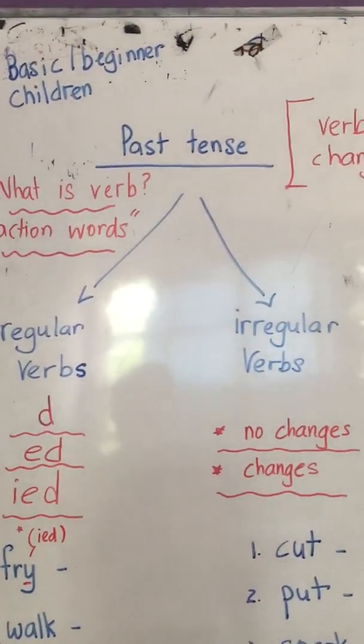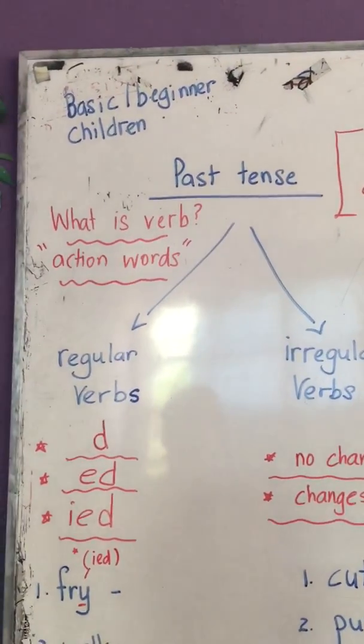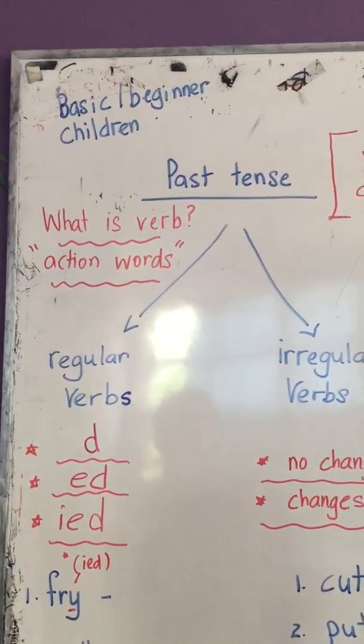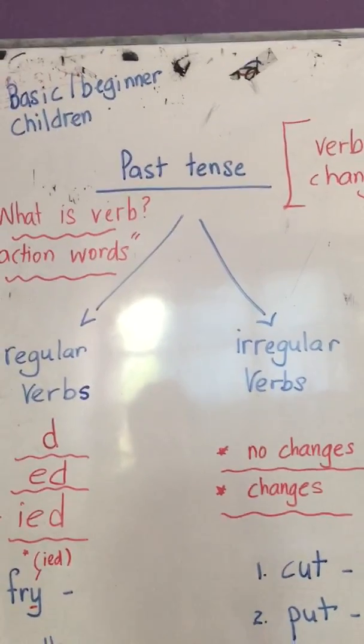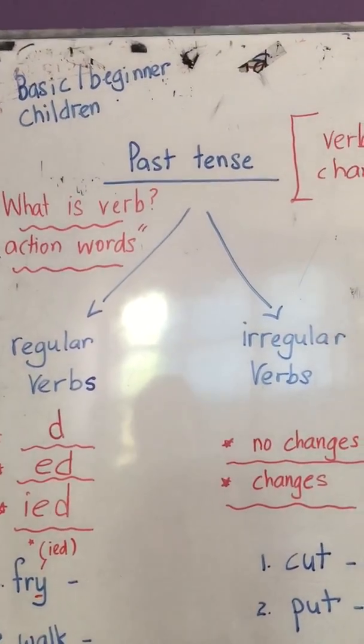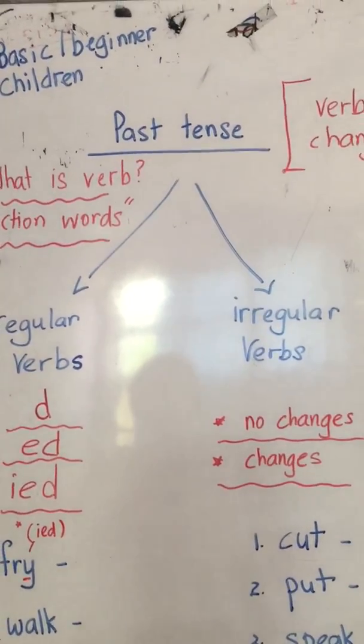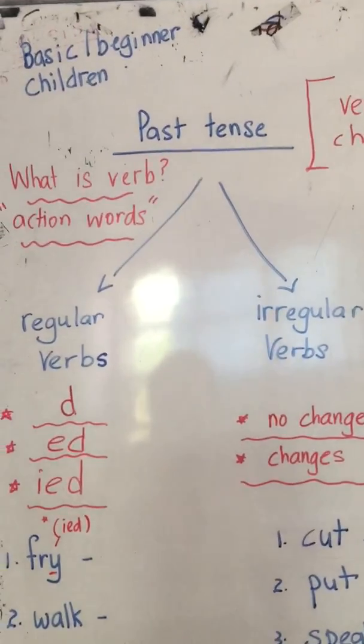I'm going to explain to you what is past tense for today. This English lesson is basically for children, beginners who want to learn about English. Past tense, okay, what is past tense? Past tense happens when the action has already taken place, something which you have already done. It is called past tense.